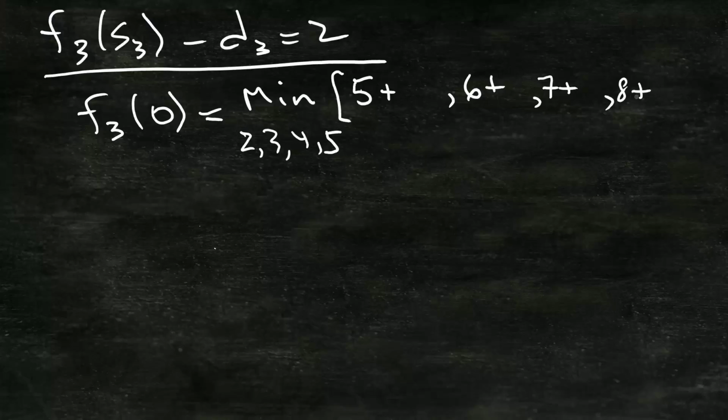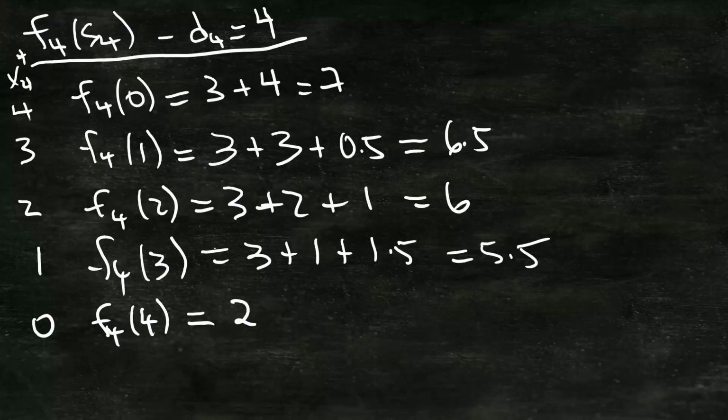2, 3, 4, 5. So we're fine. And now if we produce 2, we will have 0 left for the next month. So we need to look back. If we have 0, then the cost is 7.